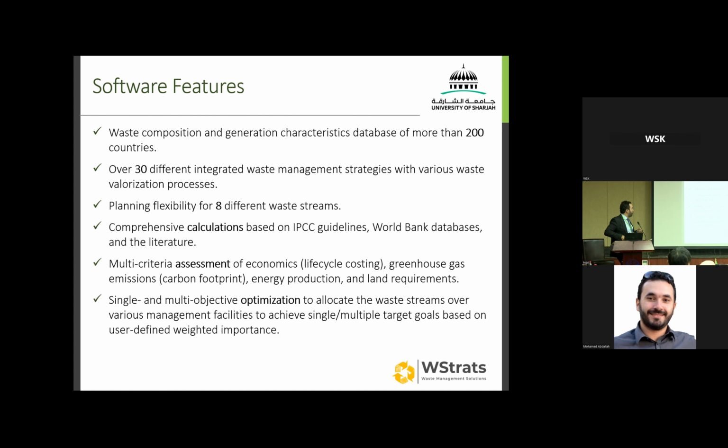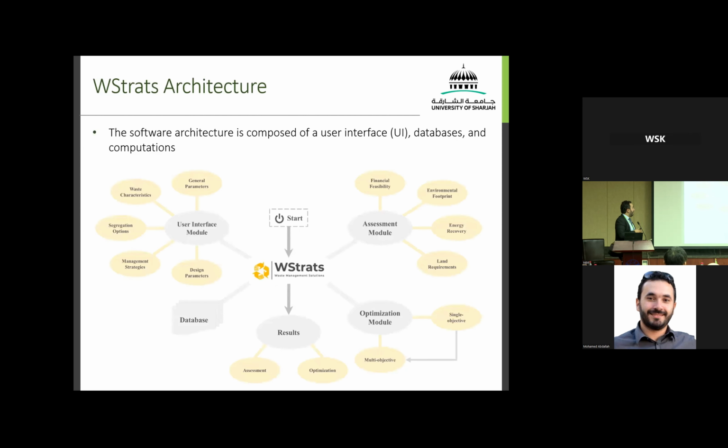And as I said, it would do 2 types of calculations. One of them, assessment. So it would calculate the life cycle costing, the carbon footprint, the energy production, and the land requirements of any combination of inputs you put. And at the end, you are allowed to switch to another mode where you do optimization. Now we have 2 types of optimization. Single, where you have 1 objective to meet, or multi-objective, and there you will have to put different relative importance ratios. This is the architecture of the system, starting from the user interface.